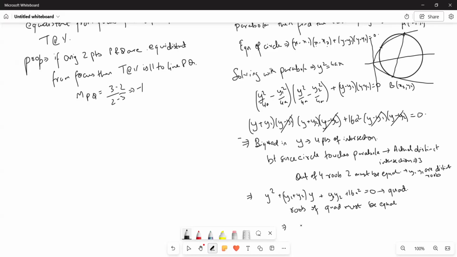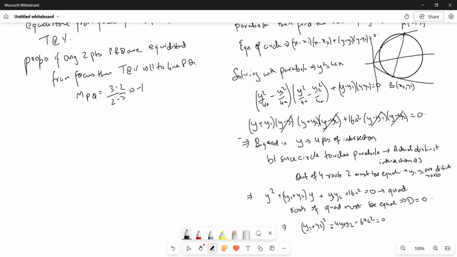So now apply the condition for equal roots here. What is the condition for equal roots, by the way? D equal to 0. So we'll have (y1 plus y2) whole square minus 4 y1 y2 minus 64 a square is equal to 0.